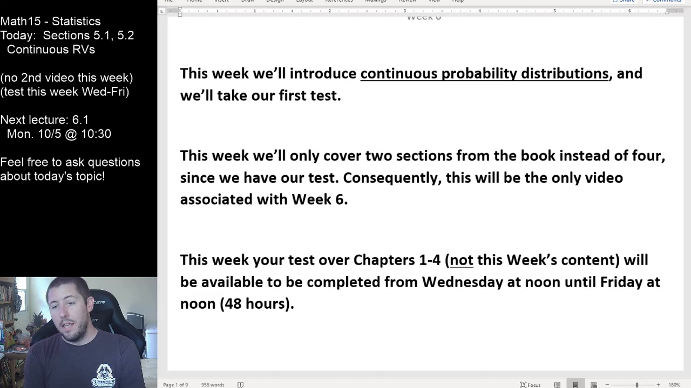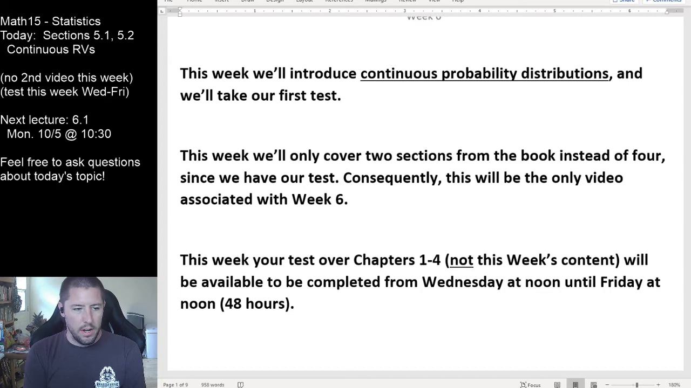On Wednesday at noon, I will publish in Canvas a little module that will have the test available in it. So you'll be allowed to start the test as soon as noon on Wednesday, and you will have until noon on Friday to have that test submitted to me. I'm just trying to space this out a little bit. I know that people have different schedules, so if you want to knock this test out the second that I post it, go for it. If you want to try and do it all on Wednesday night, go for it. Thursday night, go for it.